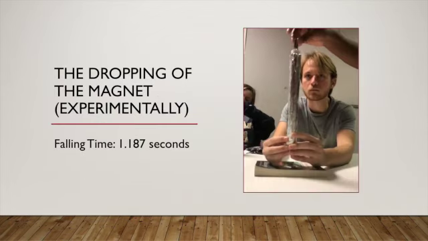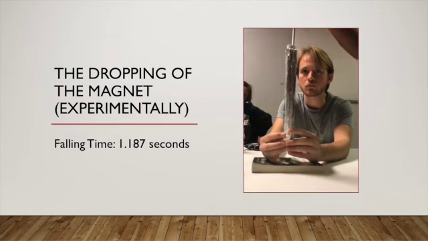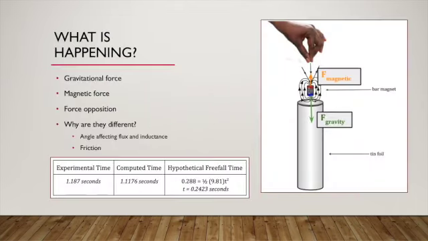Here's a quick clip of me dropping the magnet north side facing down. Following this video, I could backtrack and determine the experimental falling time. We dropped our magnet north side facing down. This will induce a magnetic field, and the magnetic force opposing the gravitational force, leading it to fall slower.